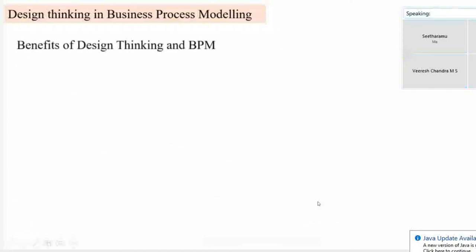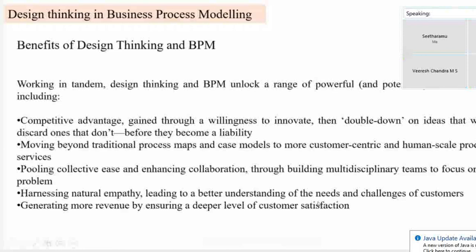So what are the benefits? They both go hand in hand. So they unlock a range of powerful potential and lucrative benefits, including competitive advantage, of course, gained through a willingness to innovate, then double down on ideas that work and discard ones that do not. We will come to a conclusion, this is the best idea or the best solution for the problem, and this is not. So by this we can gain the competitive advantage.